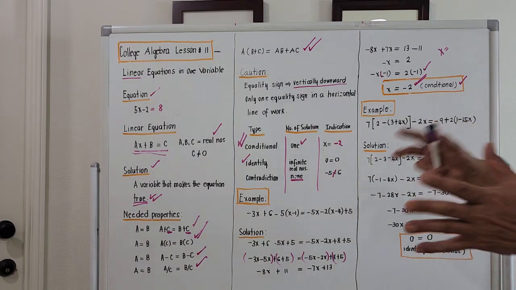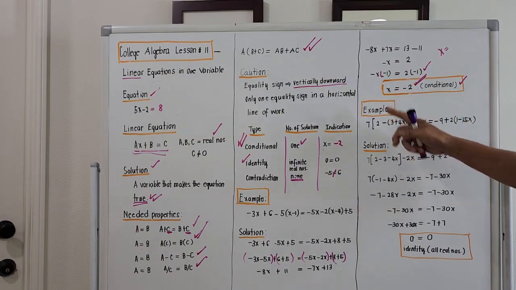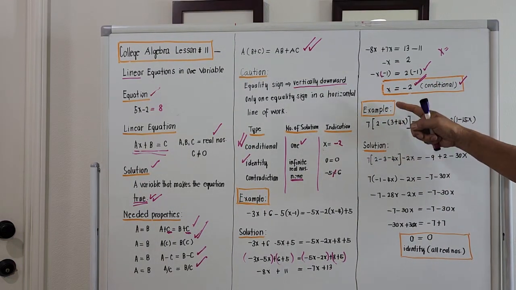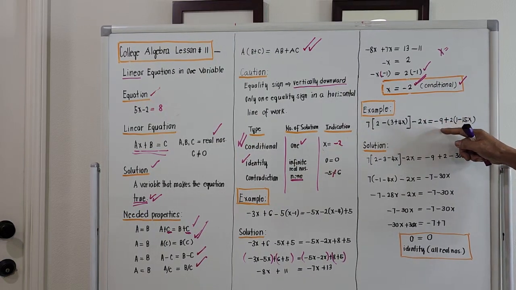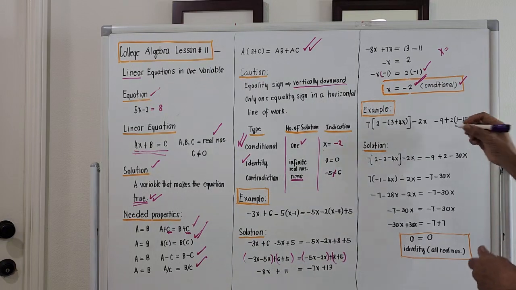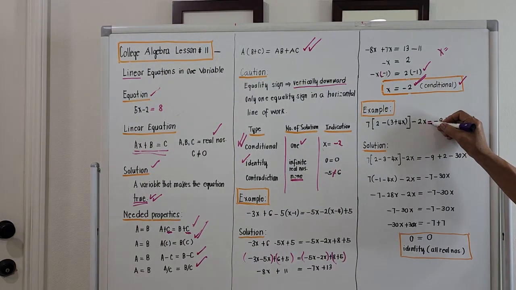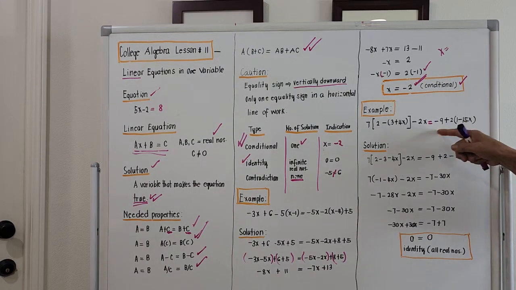Okay, last example for this morning. 7 multiplied by the bracket 2 minus the quantity 3 plus 4x, close bracket, minus 2x, equal to negative 9 plus 2 times the quantity 1 minus 15x. There is an equality sign over here, so this is not just simply an expression, it is an equation.